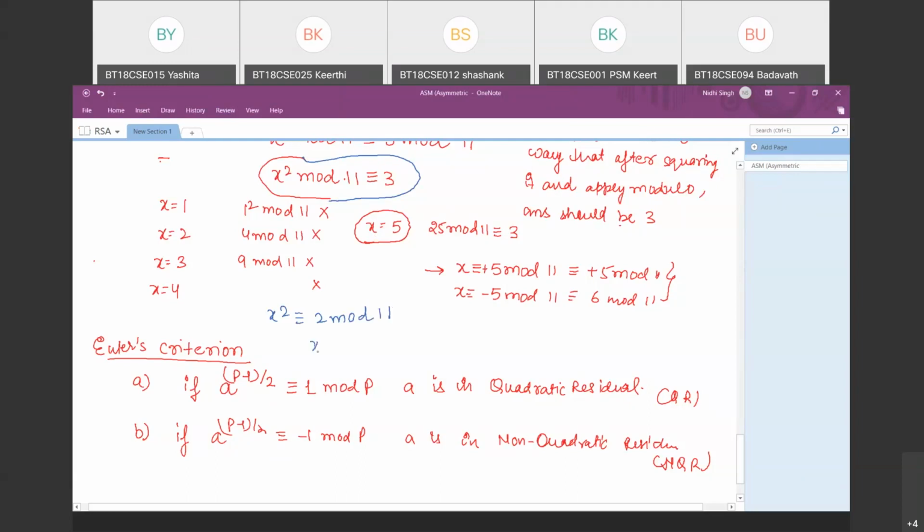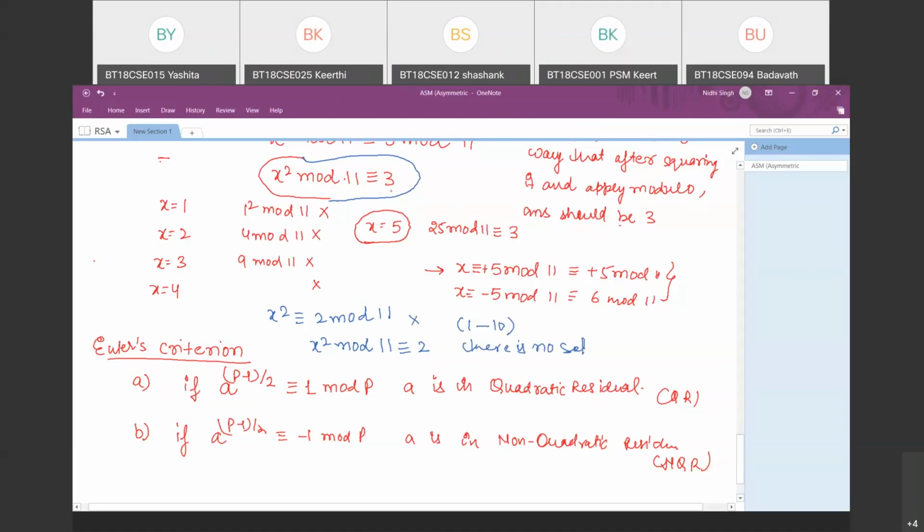It means you have to find the value of x such that after performing the square and the modulo operation, the answer should be 2. And this value must lie between 1 and 10. If you check, there is no such value ranging from 1 to 10. So there is no solution possible in that case. That is, x square congruent to 2 mod 11 has no solution.